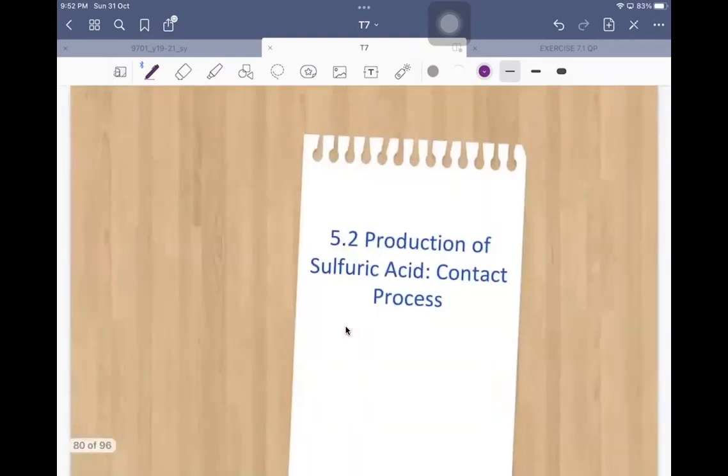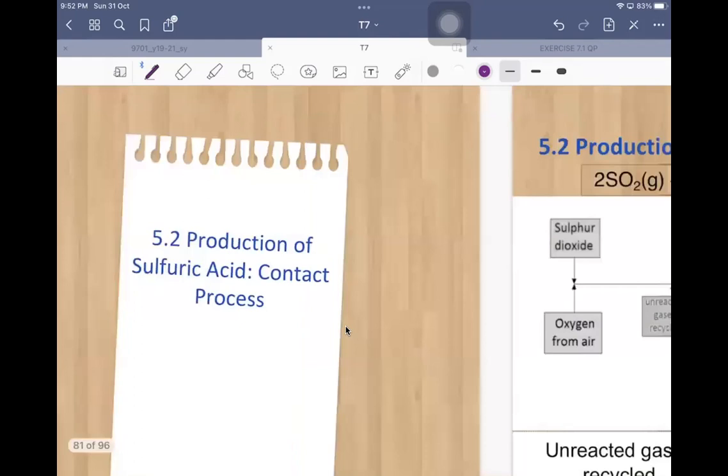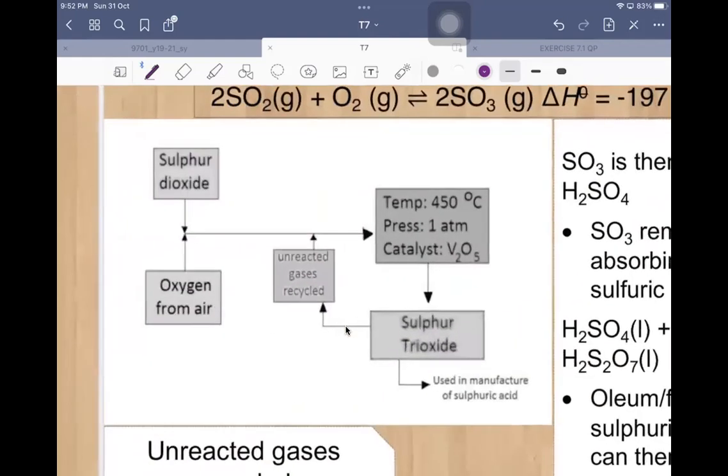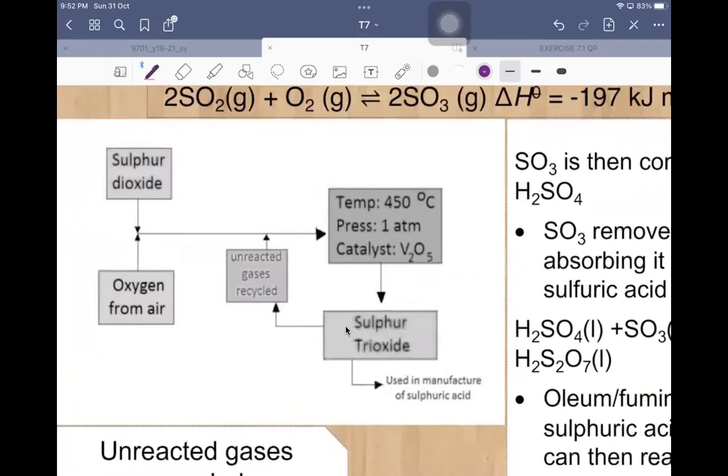Next is the production of sulfuric acid, which is called the contact process. I will just go through briefly how the system works. I will not explain in detail, but I will explain why the conditions are being used. This is a simple diagram showing the system of the contact process, where sulfur dioxide combines with oxygen to form sulfur trioxide.